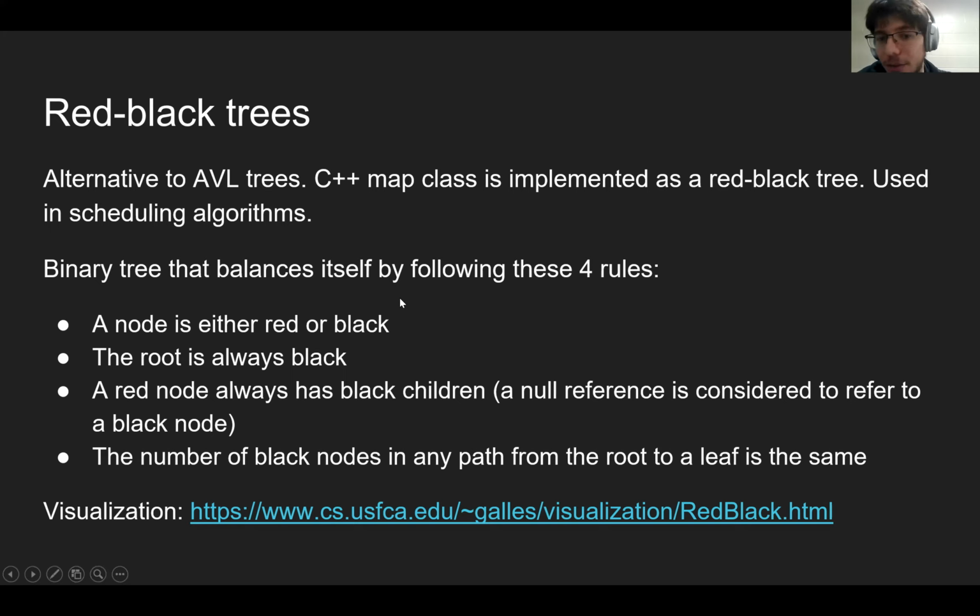A red-black tree is a binary tree that balances itself by following these 4 rules. A node is either red or black. These 4 rules are good to know. A node is always one of 2 things, always red or always black, so only 2 colors. And the root is always black. And a red node has black children. So what that ensures is that we never have 2 red nodes in a row, right? Because if you have a red node and it has children, they're black. And the number of black nodes in any path from root to leaf is the same.